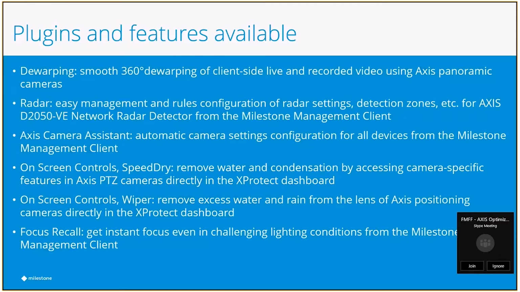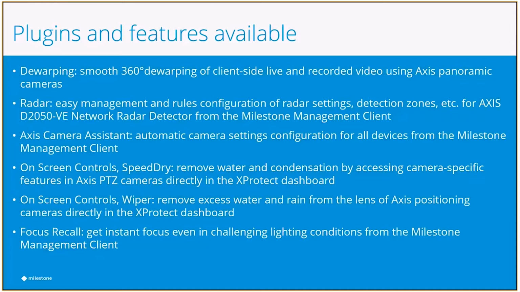So the plugins and features available within this package and this installation: we have dewarping, a smooth 360 dewarping of client-side live and recorded video using Axis panoramic cameras. So we have all the Axis 360 fisheye cameras. We can use the radar: easy management and rules configuration of radar settings and detection zones for the Axis radar detector.